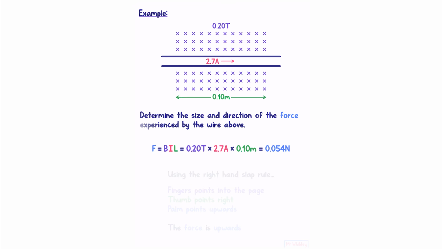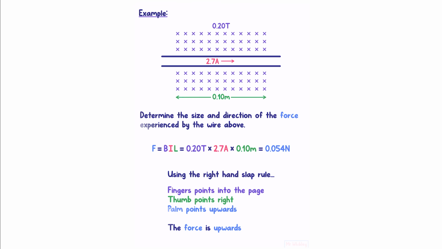And now to find the direction, we can use the right-hand slap rule, where your fingers will point into the page, because that's the direction of the magnetic field. Your thumb is going to point towards the right, because the current is traveling towards the right. Doing so, your palm will point upwards, and so the force is going to be upwards.